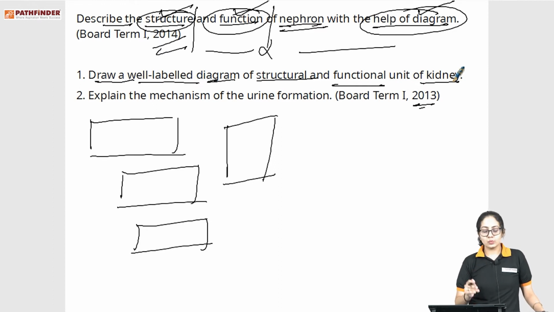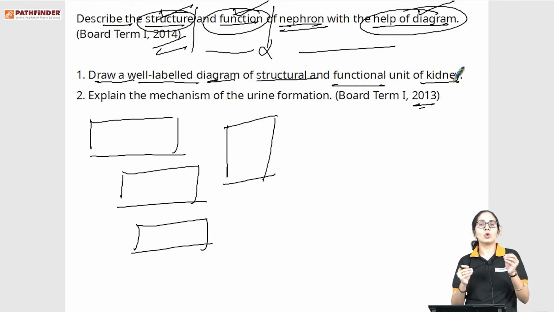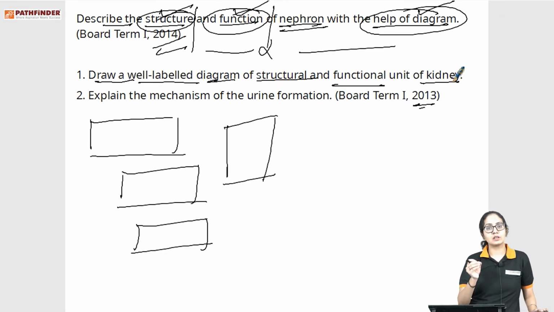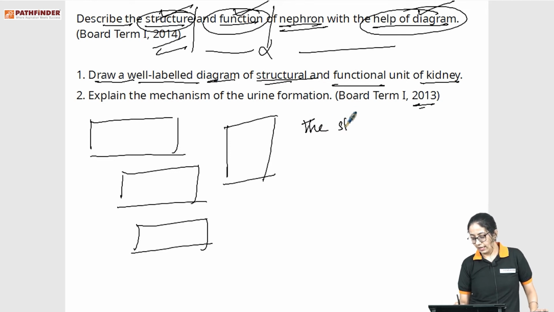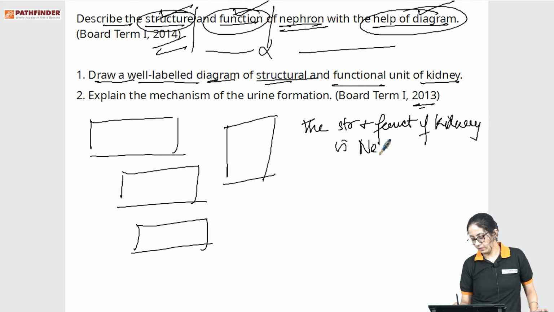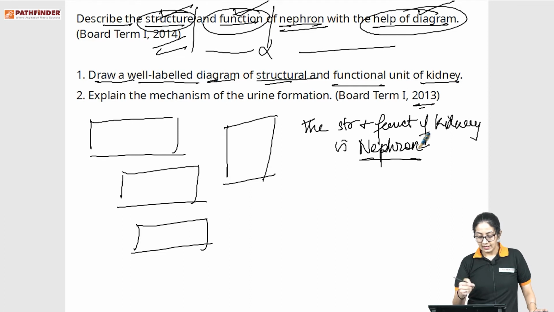What I suggest is, whenever you are answering such questions where they have not given you directly what to write, right, or what to draw, like they have not directly mentioned draw a nephron, they have given you structural and functional unit of kidney. The first line of your answer should be, the structural and functional unit of kidney is nephron. Alright. You start the answer with this line and then go into the drawing. Clear? I'll do the diagram, but let me take on the next question.